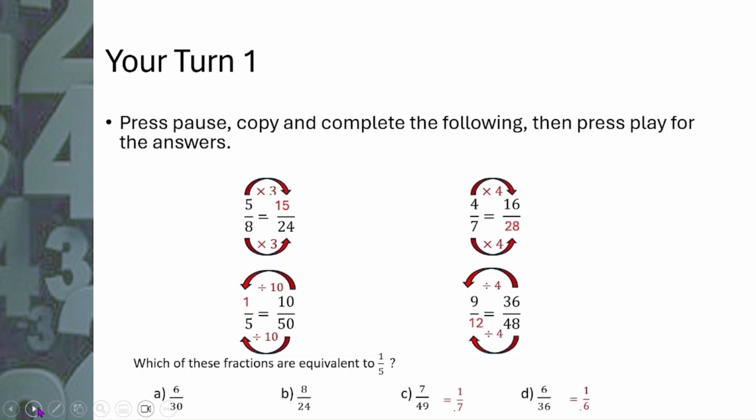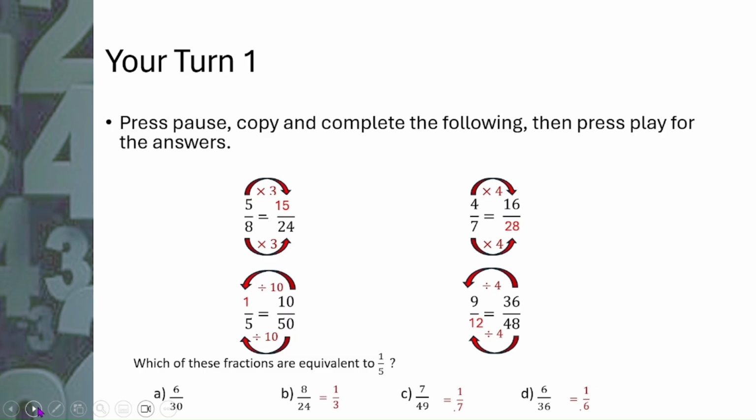So looking at B, 8 over 24. Well, to turn 8 into 1, I have to divide it by itself. I have to divide it by 8. And 24 divided by 8, because remember the golden rule, what we do to the top, we do to the bottom. Well, 24 divided by 8 is 3. So this will be 1 over 3. So my answer has got to be A by default at this stage. I hope you can see that, but we're going to work our way through it anyway.